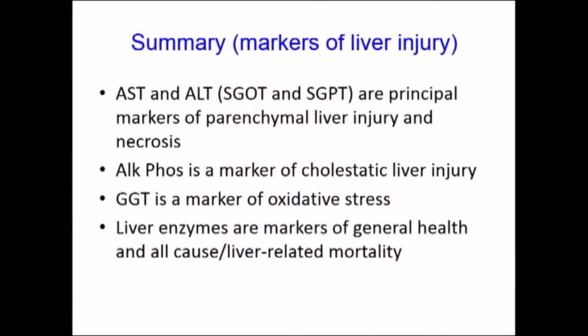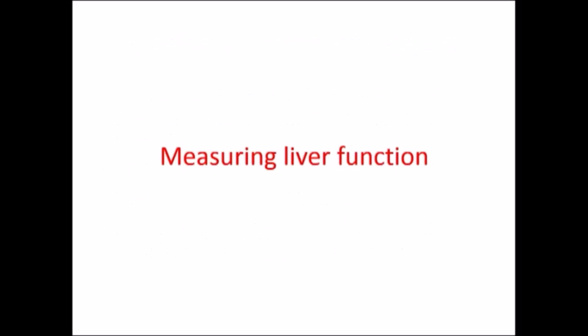So to summarize what we just went through, AST and ALT, which is also known as SGOT and SGPT for some of us who are a little bit older, these are principal markers of parenchymal liver injury and necrosis. Alkaline phosphatase is a marker of cholestatic liver injury. GGT is a marker of oxidative stress. And liver enzymes are both markers of general health and all-cause, as well as liver-related outcomes.